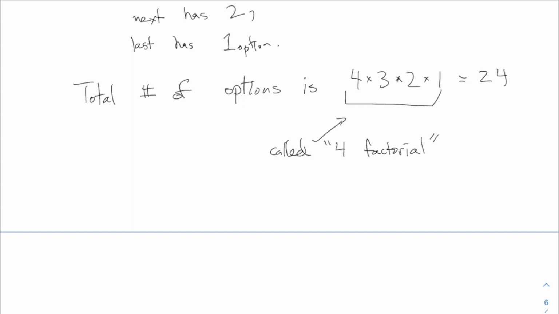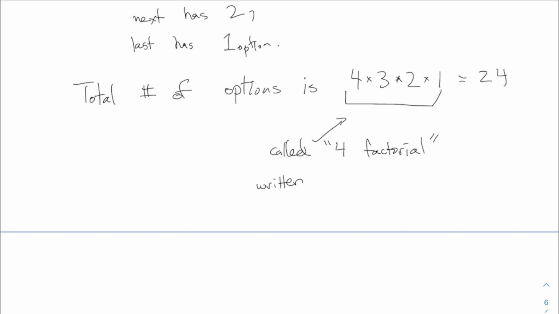There's typically not a button on your calculator to do factorial because it doesn't come up all that often in everyday life, but it is an important operation in mathematics in general. This is called 4 factorial, and there's a mathematical symbol for that. Do you know how to write the factorial?